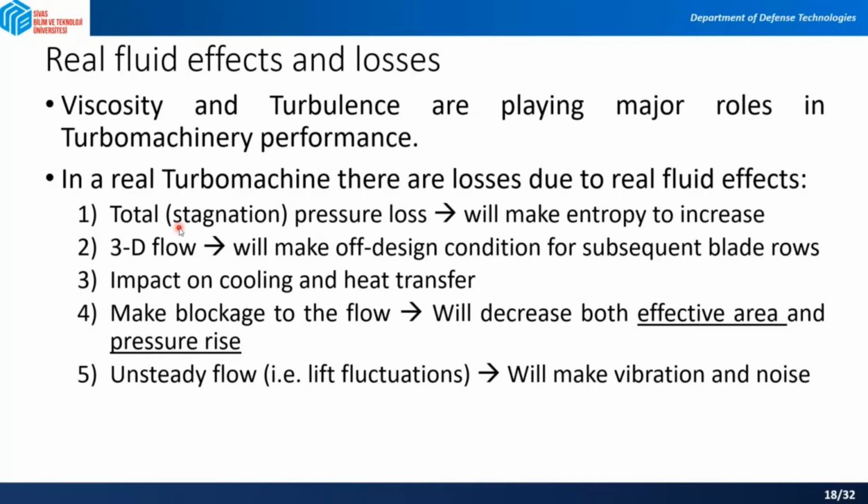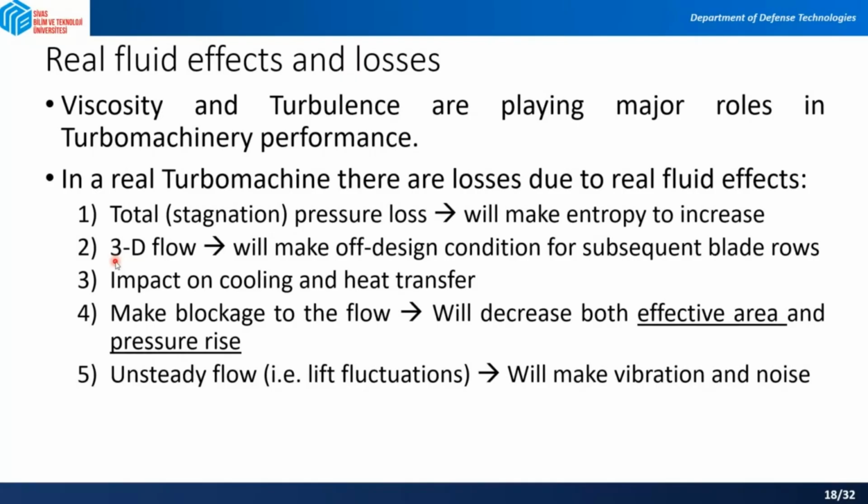We said that we have total pressure loss that makes an increase in entropy. On the other hand, we have three-dimensional flow, which will make off-design conditions for subsequent blade rows. So it doesn't matter whatever you do to avoid the flow becoming three-dimensional.